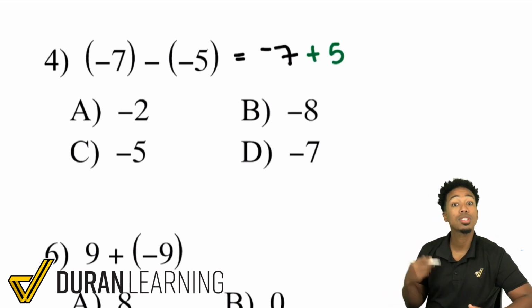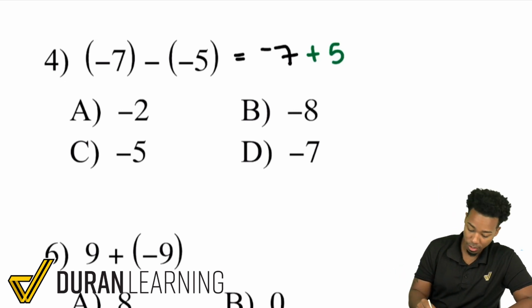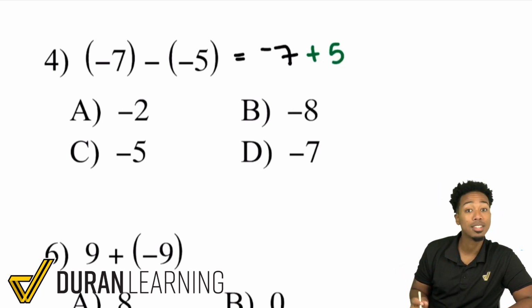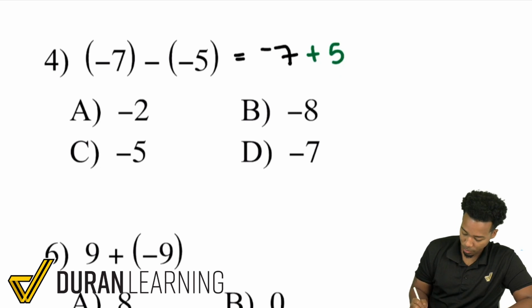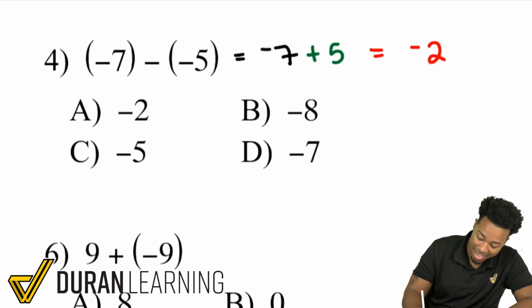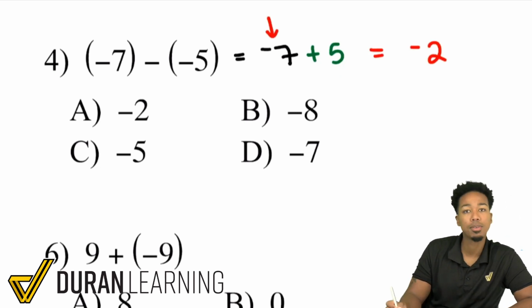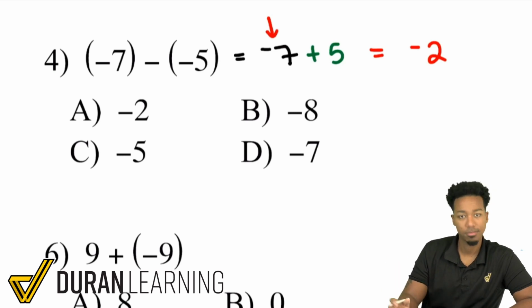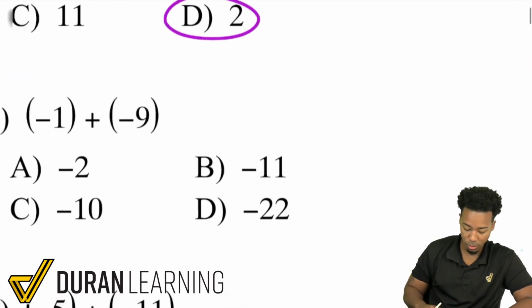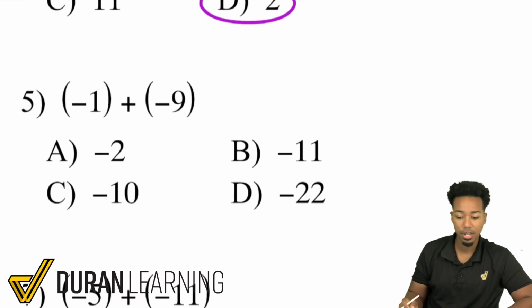And so what you're going to do is take the difference. You have 7 and 5. The difference is 2. And what's it going to be? It's going to be a negative 2 because the 7 is the bigger number, and that's the negative number. Okay? Let's keep practicing here. We're going to do a couple more here, then we're going to move forward into bigger and badder numbers.